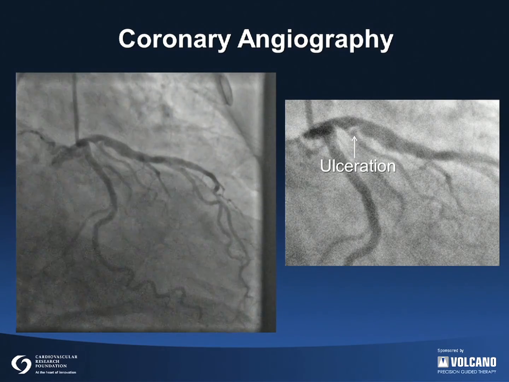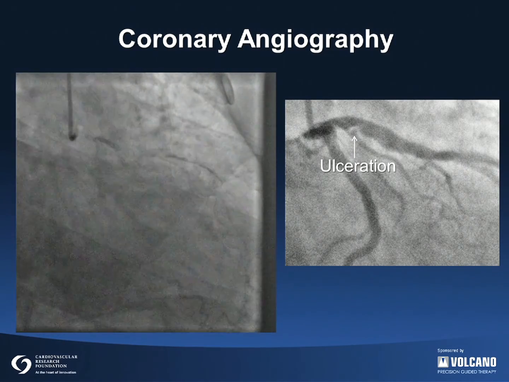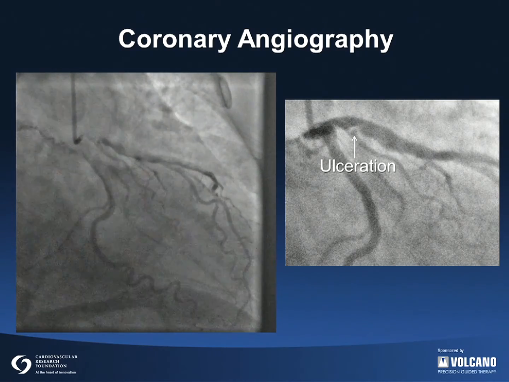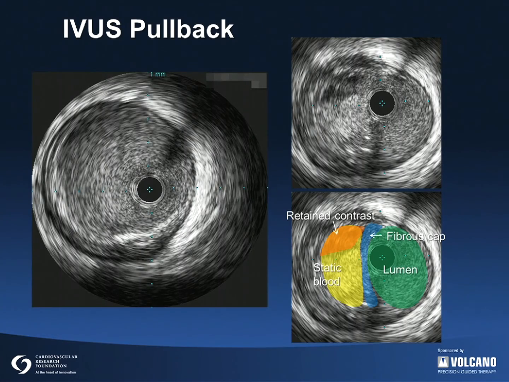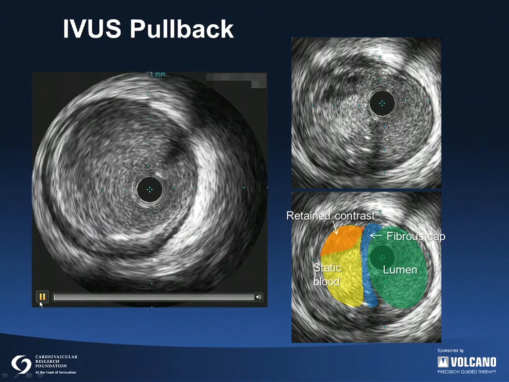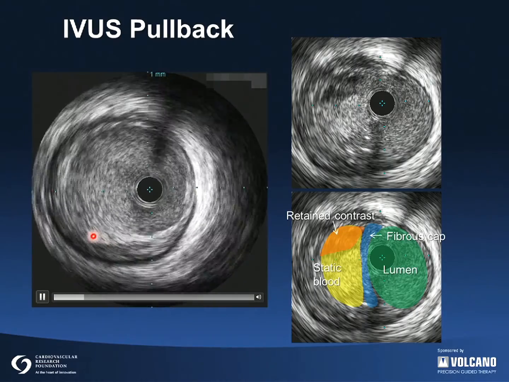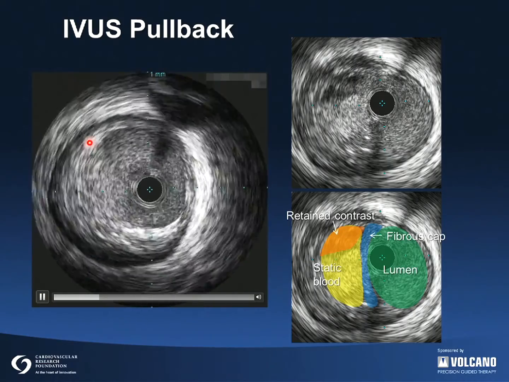The coronary angiogram shows a stenosis of approximately 70%, with an ulceration in the proximal LAD. On the left, the IVUS pullback was started from the middle of the LAD. From 6 o'clock to 12 o'clock, there is eccentric isoechoic plaque.